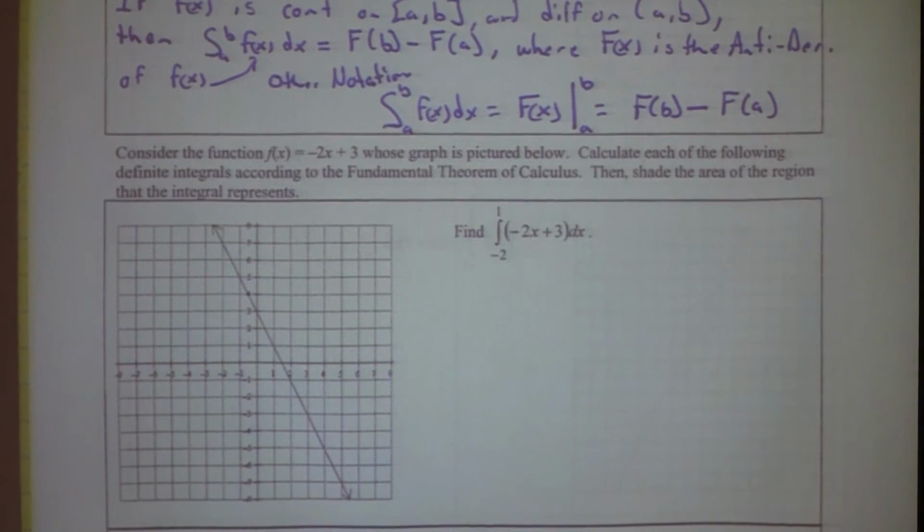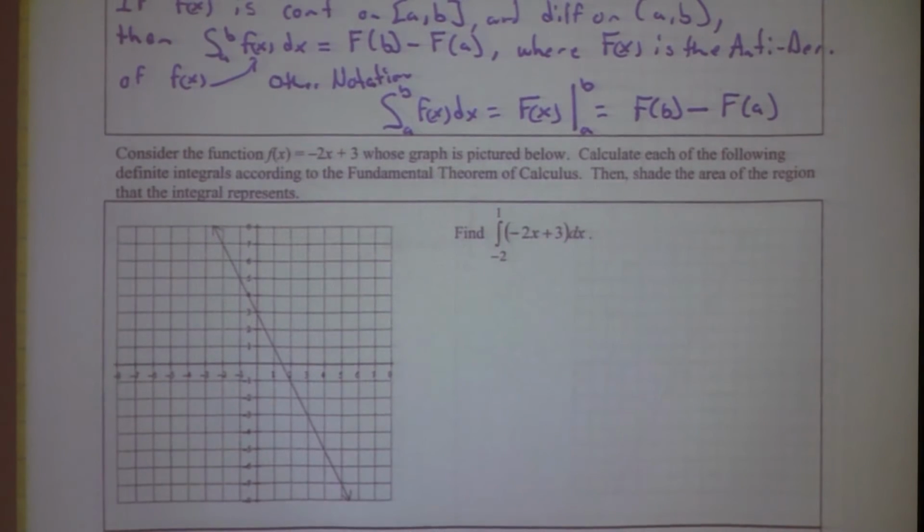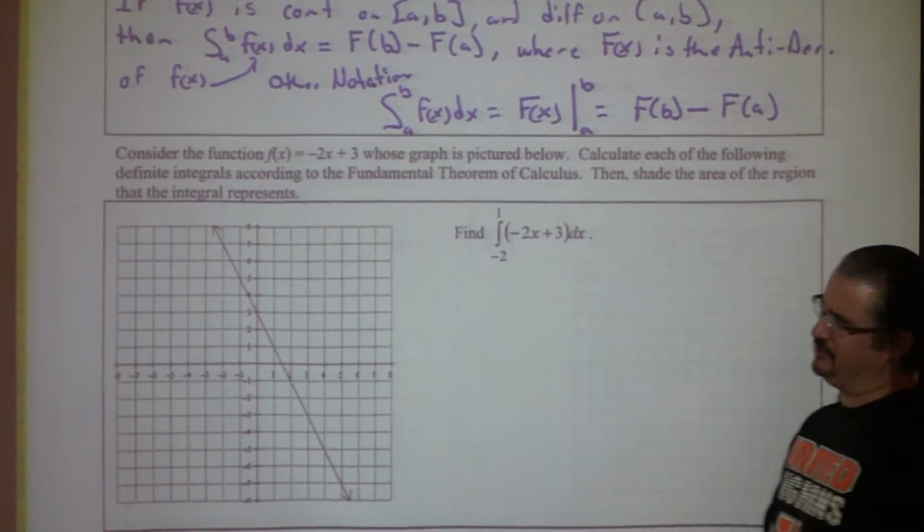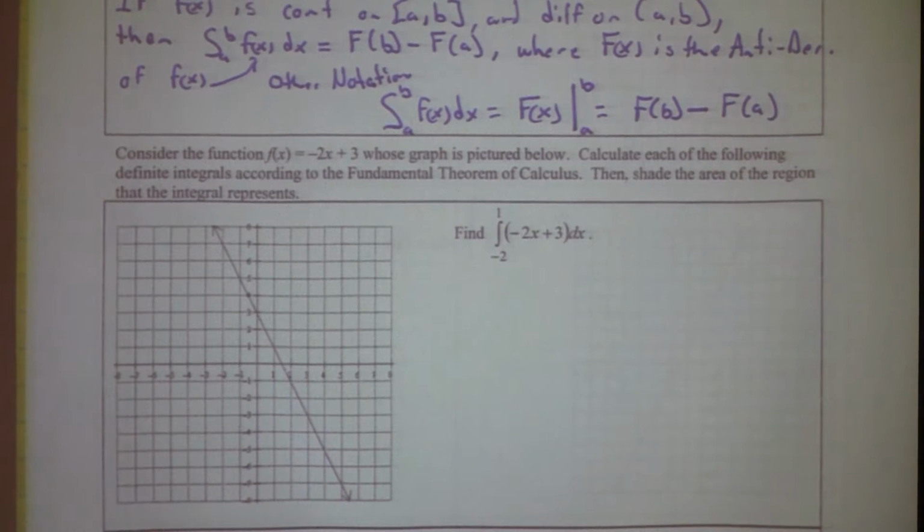Let's check it out right here. So we have the integral from -2 to 1 of -2x plus 3 dx. First thing we need to do, Natalia, is find our antiderivative. Do you remember how to do that? What was the process for finding the antiderivative of polynomial type functions? Add 1 to the power and divide by that new power, right?